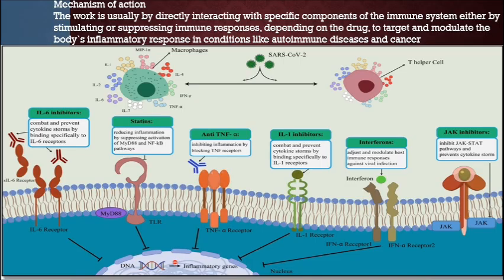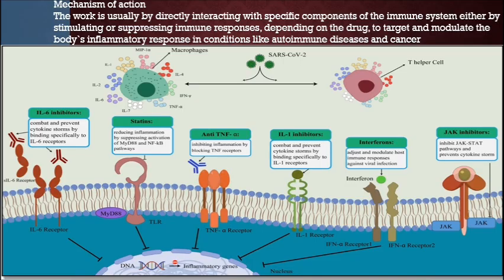Also, if we consider immunomodulators, there are calcineurin inhibitors. Cyclosporin inhibits calcineurin, a protein phosphatase that activates T cells, thereby reducing inflammation. There are purine synthesis inhibitors like azathioprine, and dihydrofolate reductase inhibitors like methotrexate.